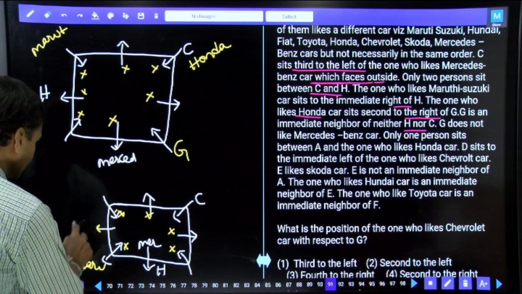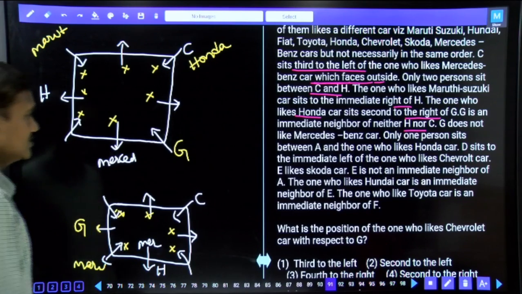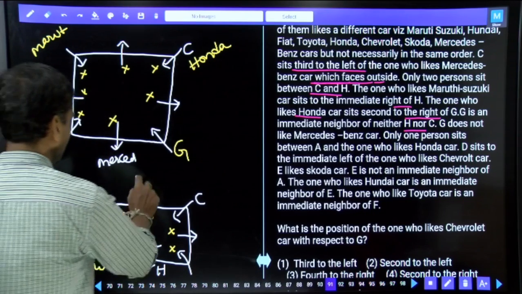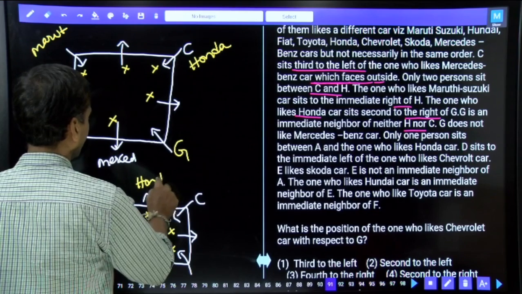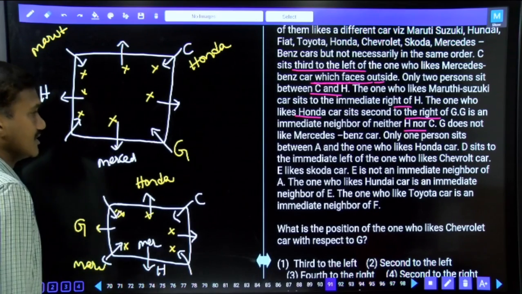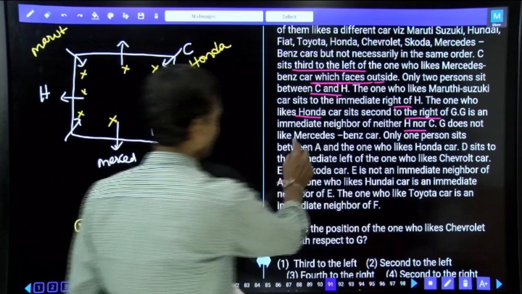Then where should G be? G must be at this place. If G is here, then the Honda must be second to the right. Honda is seated second to the right of G. Done with this? And G does not like Mercedes.